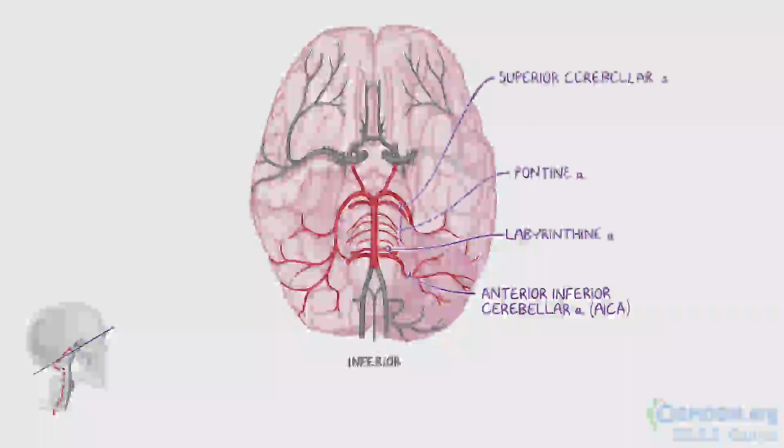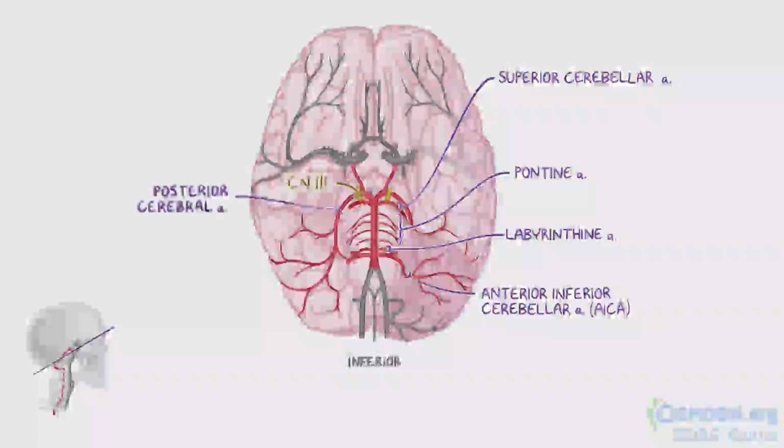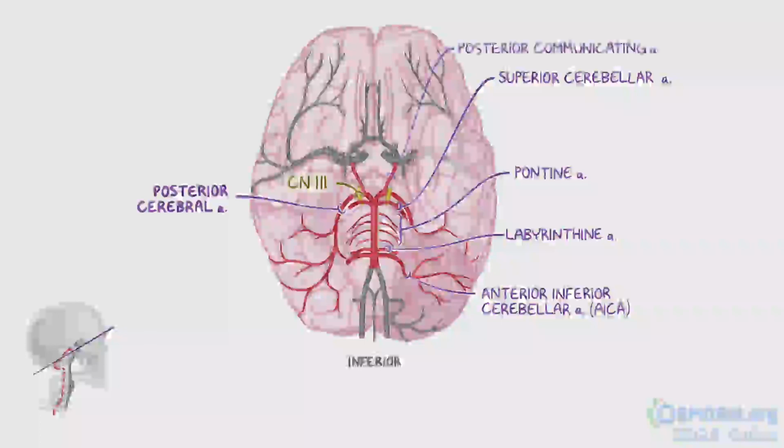Then, just superior to the origin of the oculomotor nerve, the basilar artery ultimately divides into a pair of terminal branches, called the posterior cerebral arteries. The left and right posterior communicating arteries originate from these posterior cerebral arteries and merge with the internal carotid arteries, thereby closing the posterior portion of the circle of Willis.